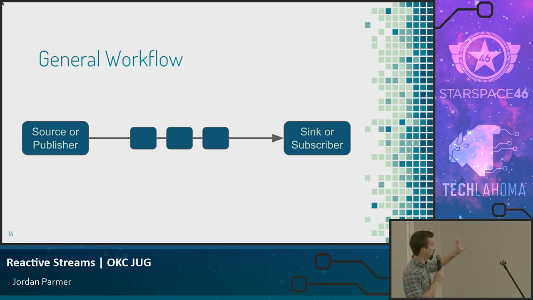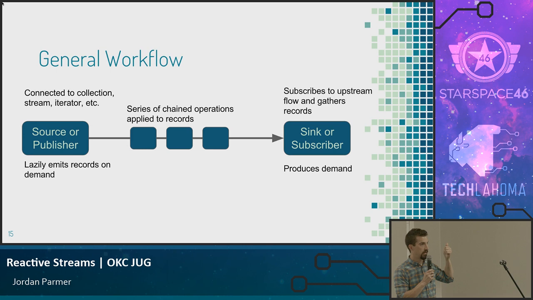But essentially you have a source of data, and that source can come from all kinds of places. It can come from a collection that you've loaded in memory. So if you're in Java and you've got a collection or array of data, it can come from a file. It can come from a network where you're streaming bytes into the network. It can come from a message bus, all kinds of connectors into a source. And it's lazy. So it's not going to emit records downstream unless it's asked to.